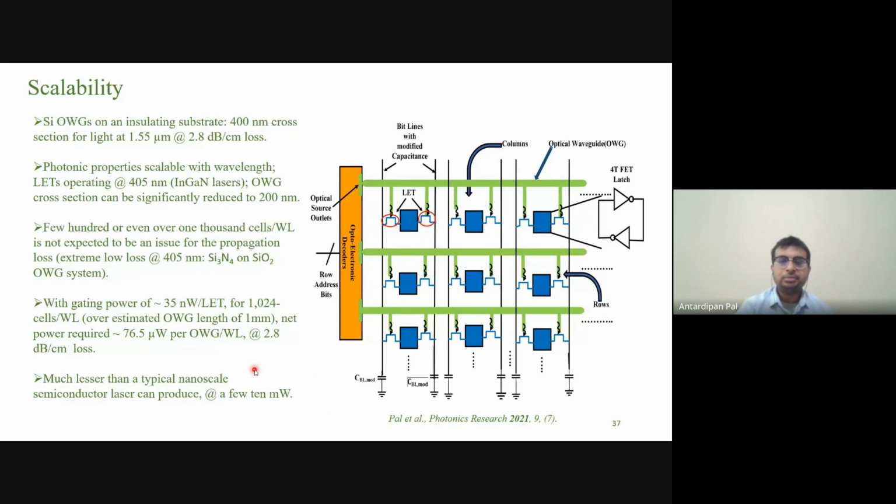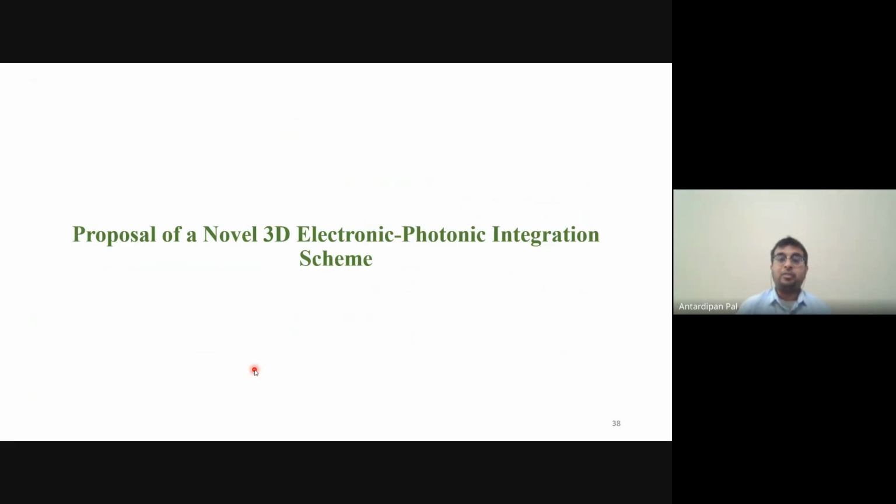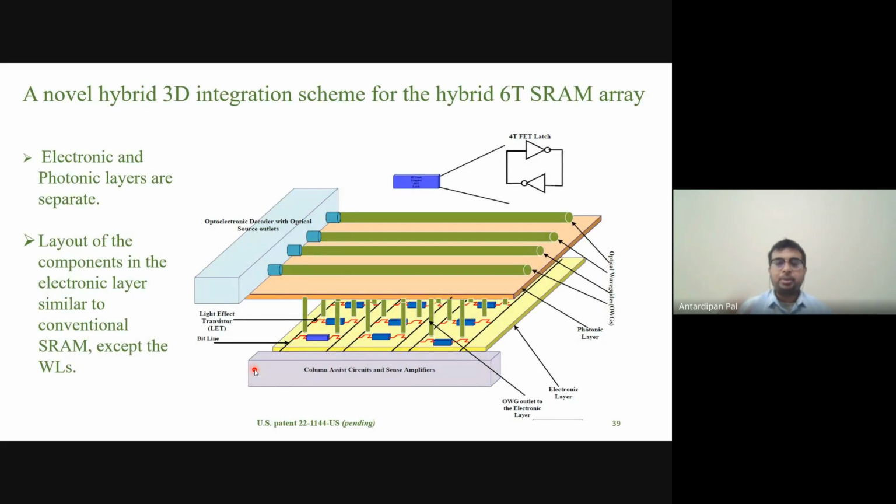So we are good. Now, this is a very interesting part, one of the best parts of our research. We proposed a novel 3D integration scheme. I discussed so many things, but how do we put them together? This is a proposal, and we have filed a US patent for this novel concept. It's still pending.